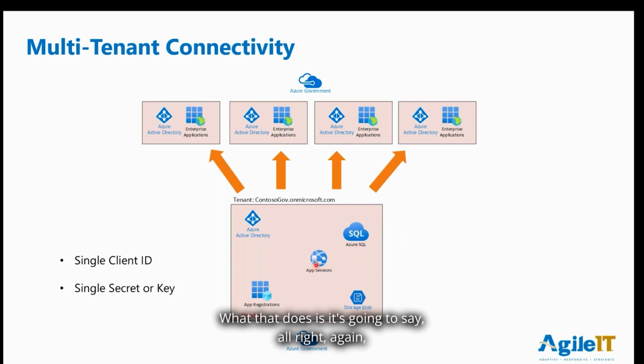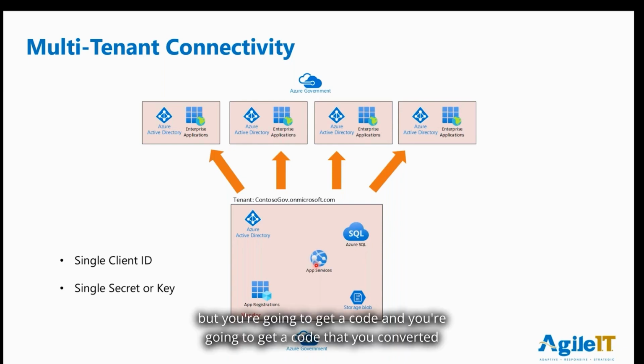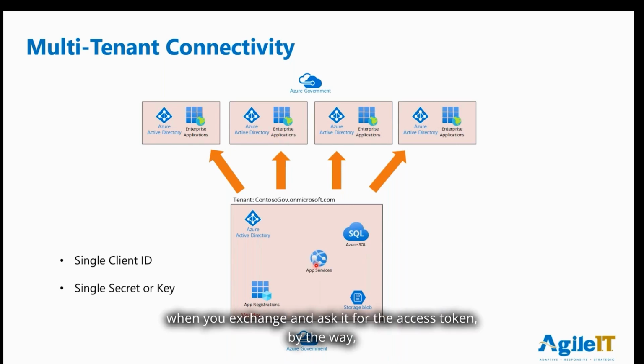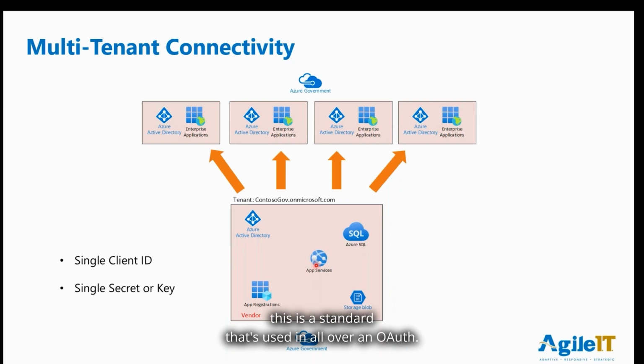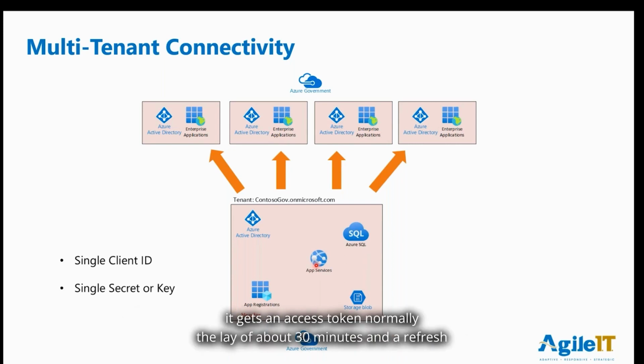What that does is, again, the other party has a consent to it. There's a long chain of events. I'm not going to go through all the details on this, but you're going to get a code, and you're going to get a code that you convert to an access token and a refresh token. And because it was approved in the consent for the code the first time, when you exchange and ask it for the access token, by the way, this is a standard that's used all over in OAuth. If you see all these other places, when offline access is in there, it means that once it's approved in consent and the application gets it back, it gets an access token. Normally they'll live for about 30 minutes, and a refresh token.